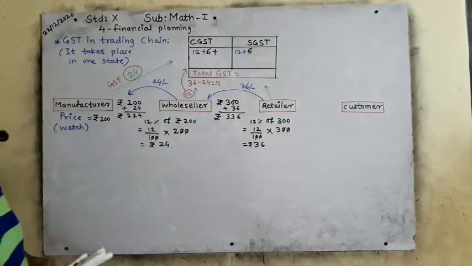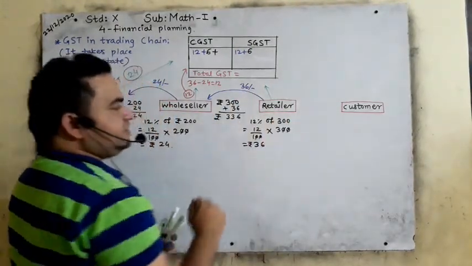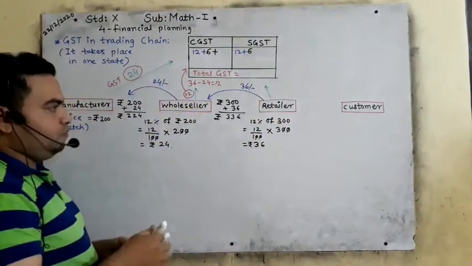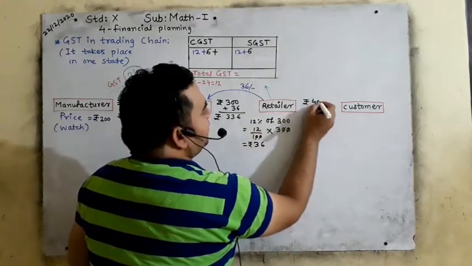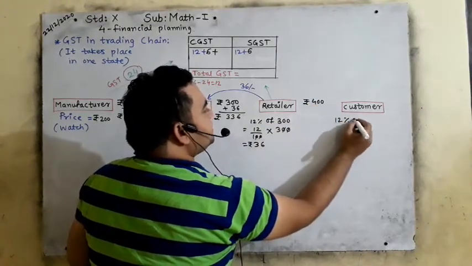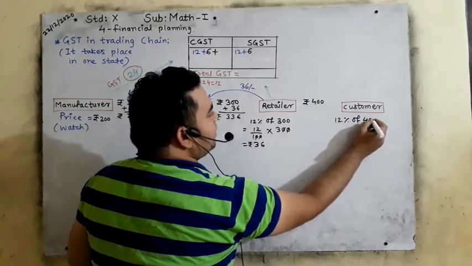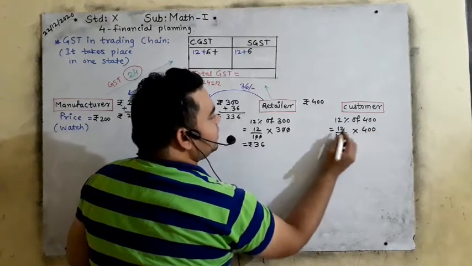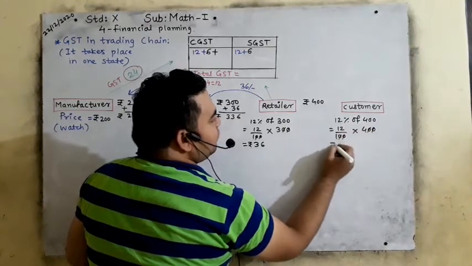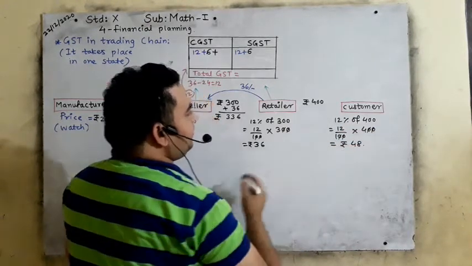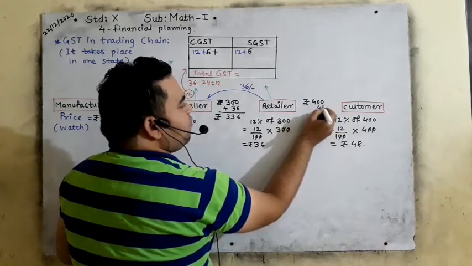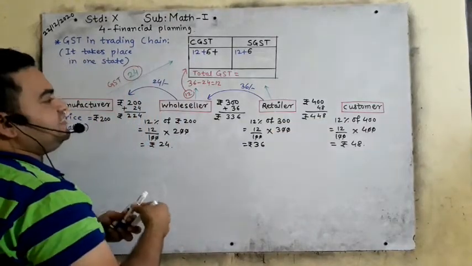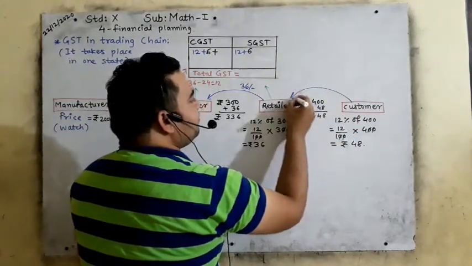Is it clear? Now the next thing. The retailer has decided that he will sell the same watch to the customer or consumer for 400 rupees. Pay attention over here, 400 rupees. So now again he will take 12% GST on 400 rupees. So we will take out 12%, that means 12 upon 100, of means multiplication, and 400, the zeros will get cancelled. 12 fours are 48 rupees. It means the customer will get that watch for 448 rupees. Is it clear? So now we can see that the customer is paying 48 rupees.